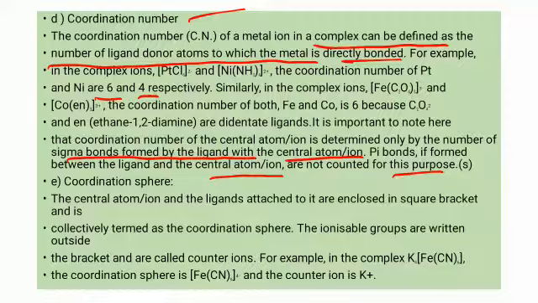Next is coordination sphere. The central atom or ion and the ligands attached to it are enclosed in square brackets and are collectively termed the coordination sphere. The ionizable groups are written outside the bracket and are called counter ions. In case of K4[Fe(CN)6], the coordination sphere is [Fe(CN)6] and the counter ion is K+.